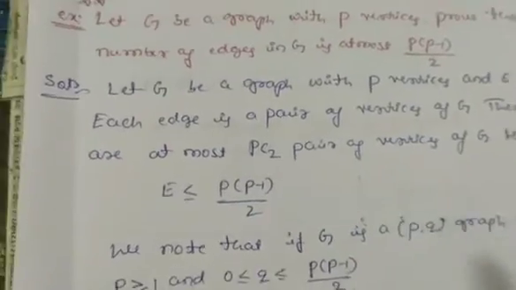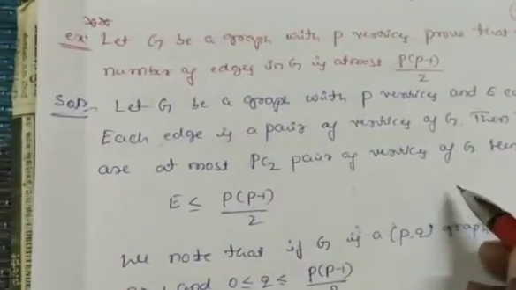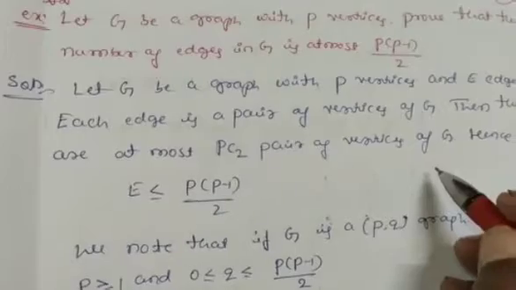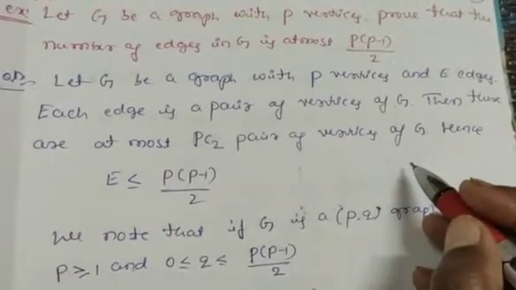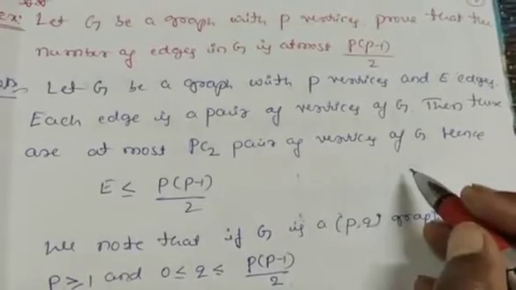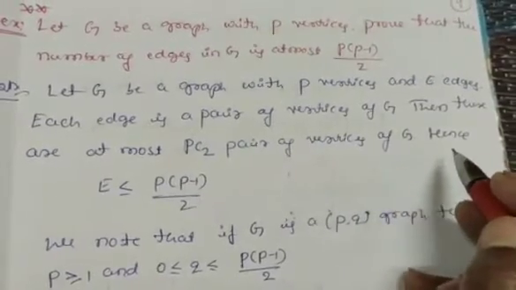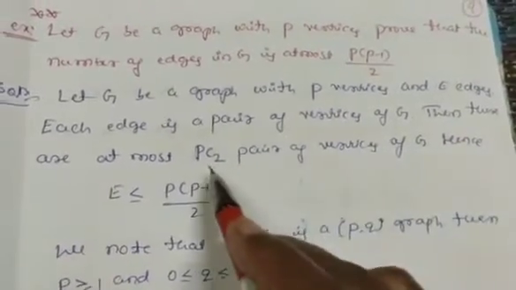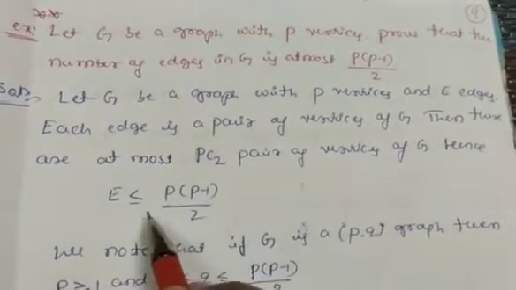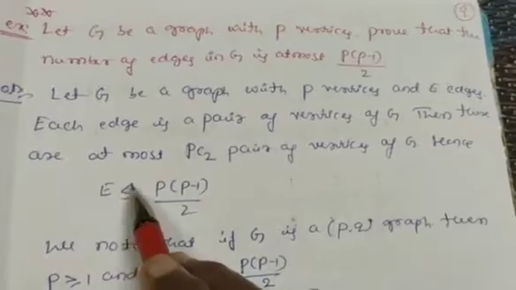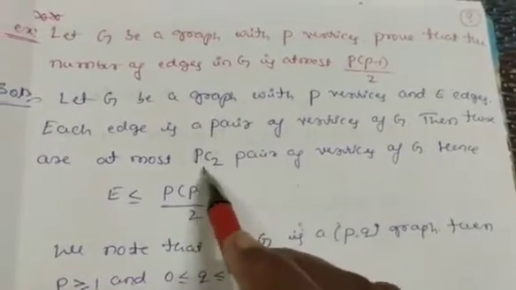You know, edge means it has a pair of vertices, because an edge joins 2 vertices. Then there are at most pC2 pairs of vertices of G. Hence pC2. This is pC2. Therefore E is less than or equal to pC2.